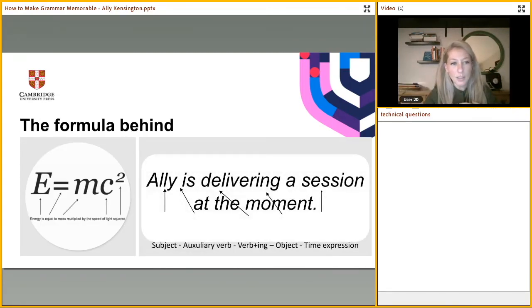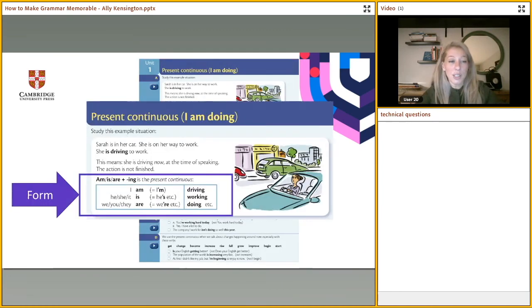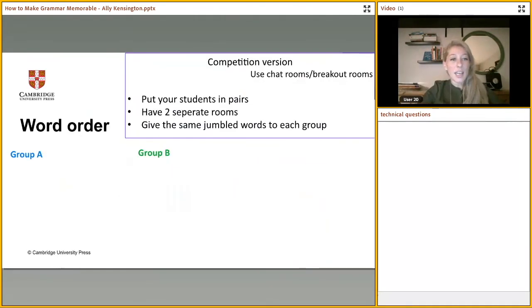Okay, normally this was a nice activity, a nice slide. This is the formula behind grammar. But I'm going to say, word order is crucial in English. You're going to say, well, word order is crucial in German as well. Yes, it is, but over here, we're focusing on English. Okay, present continuous. The form is introduced clearly. And what kind of activity can we do in the classroom to practice it? A competition version, I say.